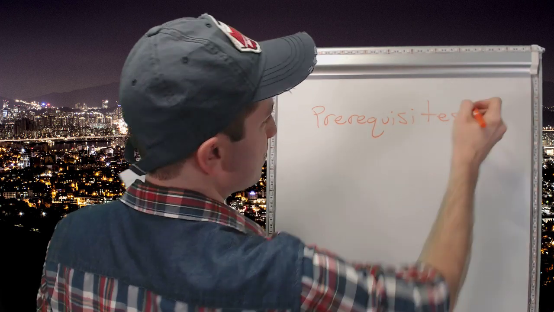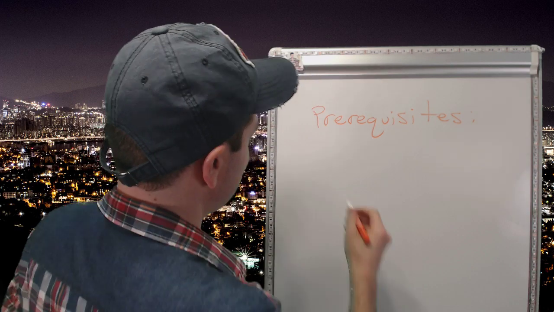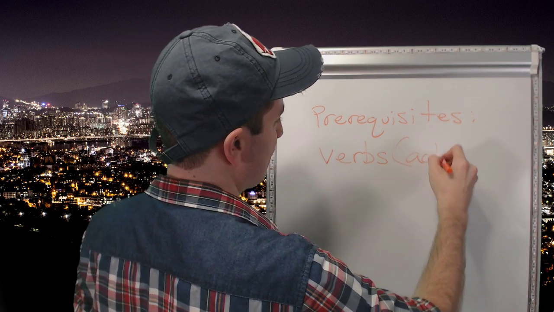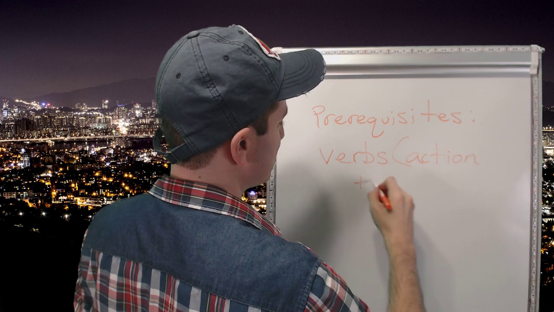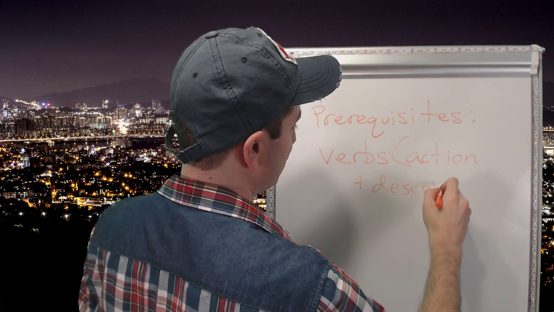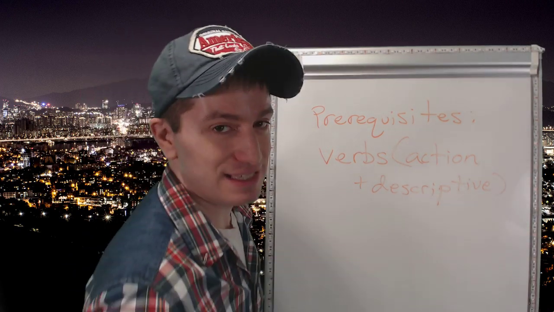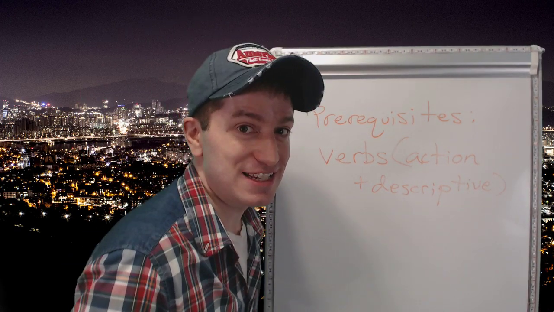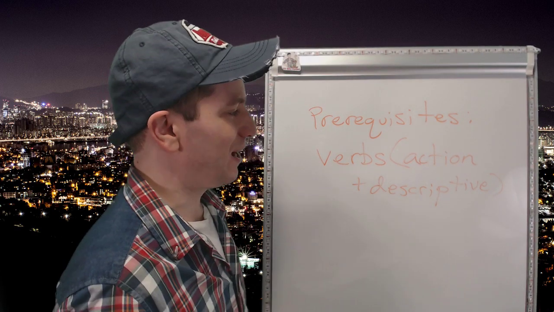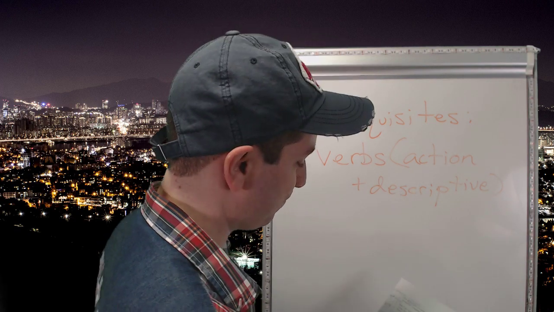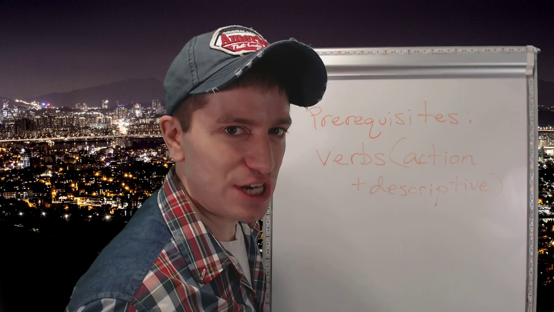So the prerequisites, I'm just going to write on the board for today. You want to be able to conjugate verbs. And by that, I mean both action and descriptive verbs. So if you don't know what action and descriptive verbs are, you might want to skip today's lesson, because you'll need to know how to conjugate verbs already in order to use this topic well. And we're not going to be talking about conjugation today.